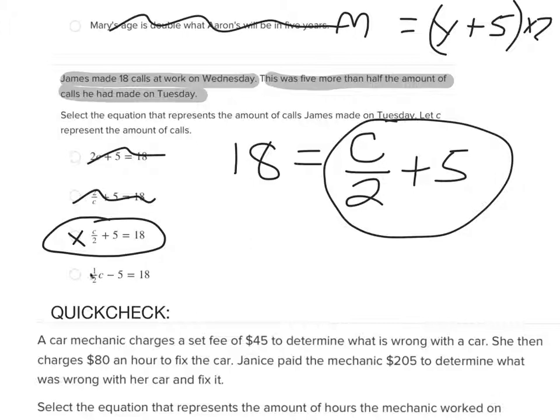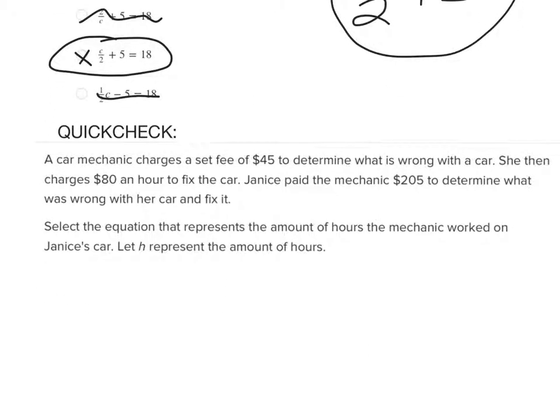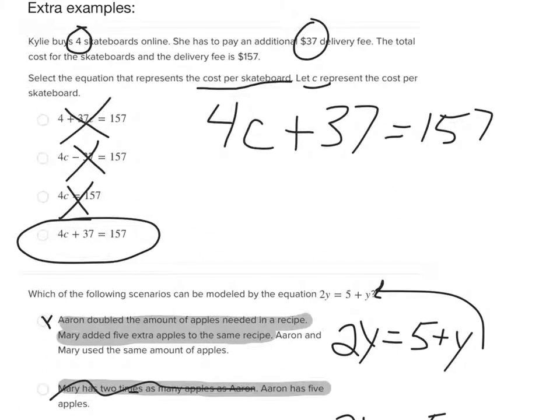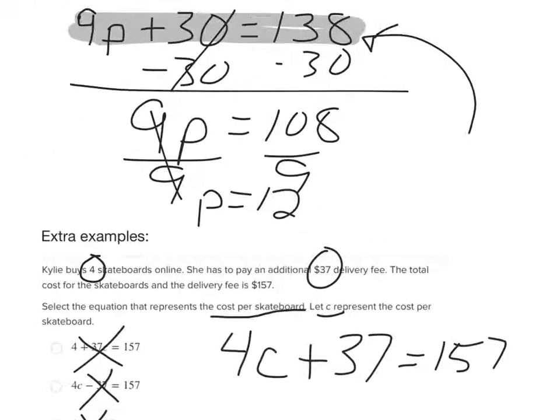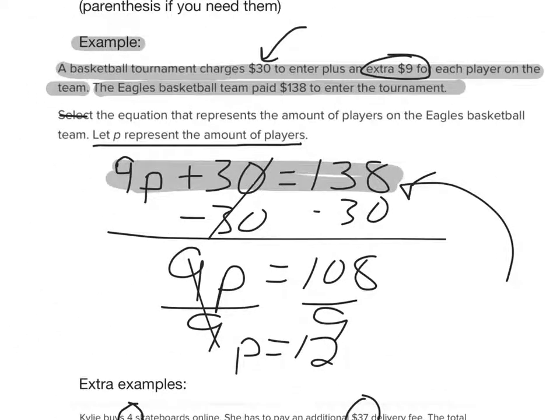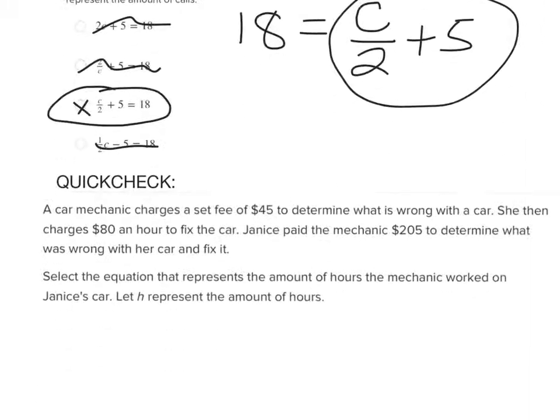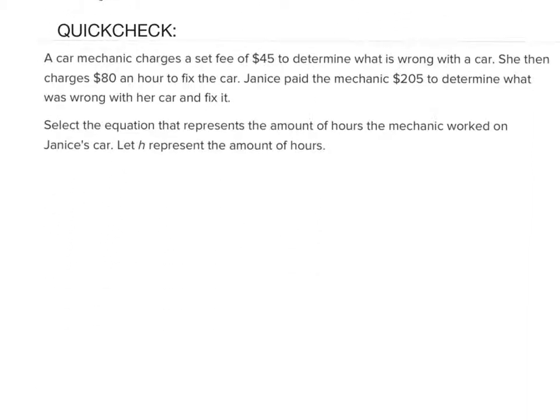So we're going to do your quick check problem. Your quick check problem is very similar to the example that you wrote in your notes. This example right here. So, find the variable. It tells you what variable even. So you're going to use H. Do what you need to with the amount of hours to show how the mechanic charges people. Get the equation written, and then show the teacher. Good luck.